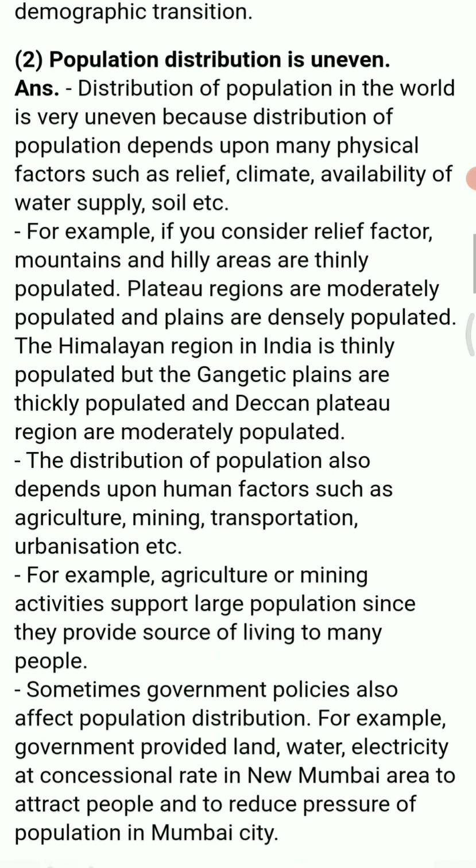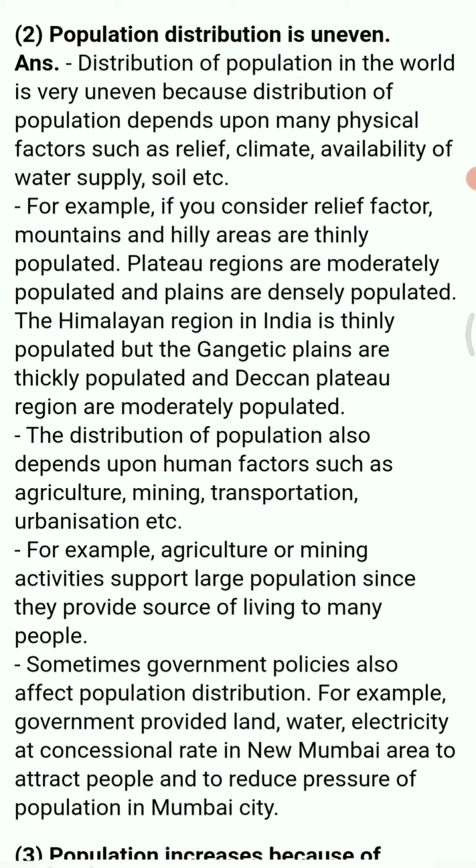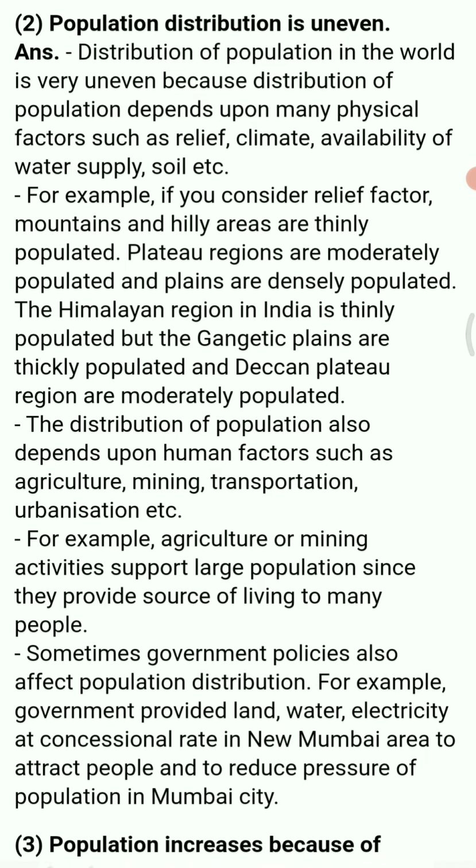Now let us move to the second give reason: population distribution is uneven. We all are aware that the population distribution in India, not throughout the world, is totally uneven. Why? Because each and every region has its own characteristics, like how the relief is, how the climate is, what the availability of water and soil is. If you stay in a particular state in India, the climatic condition in one state is different from another. The climatic condition of Maharashtra is different from Jammu and Kashmir. You cannot relate them with each other.